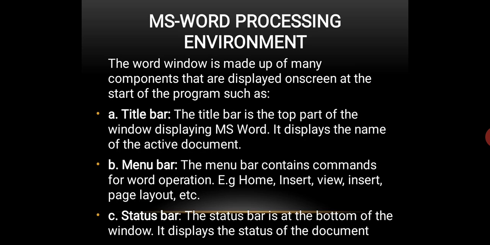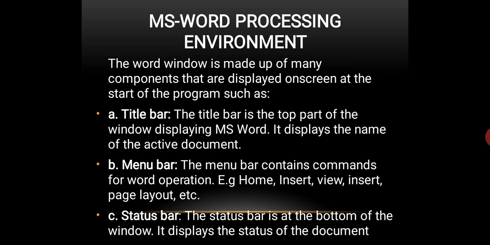Okay, let's look at the Microsoft Word processing environment. The Word window is made up of so many components that are displayed on screen at the start of the program. Number one, we have the title bar. The title bar is the bar at the top part of the window displaying MS Word.